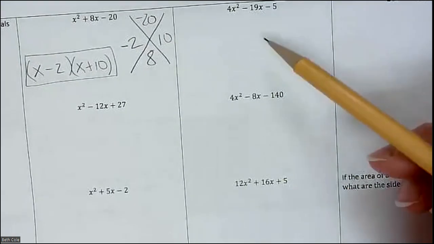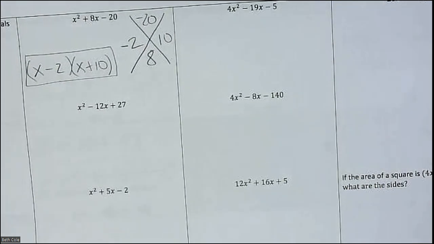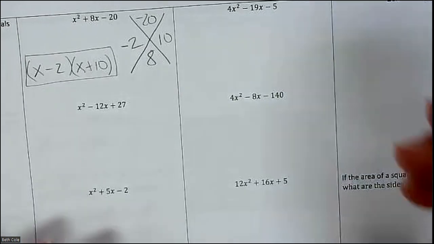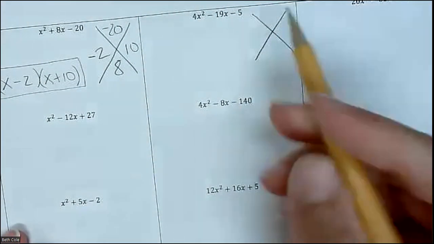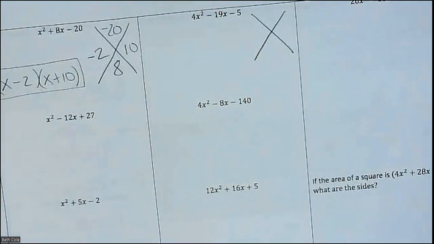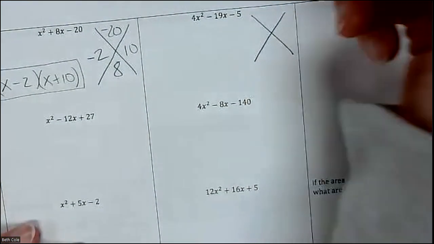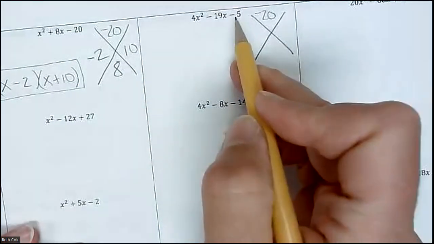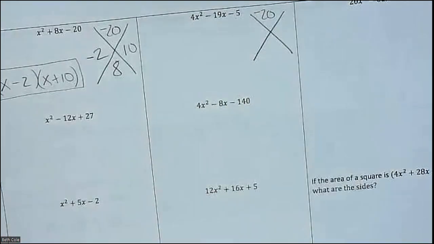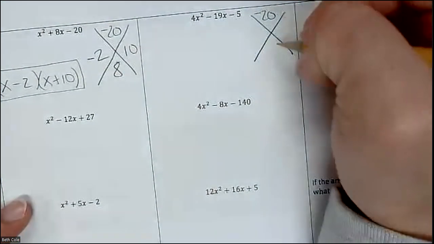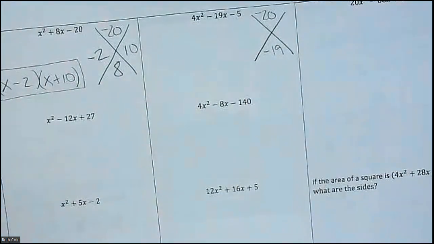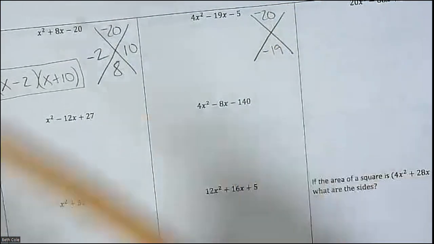Now, we'll do one of these as well. If there is a number in front of the x squared, then it's a little bit more complicated. When you do the X box, -5 is not what goes on the top. It'll be -20. You have to multiply -5 times 4. And then -19 goes on the bottom. So again, don't worry about the fact that they're negative. We'll deal with that later. You just need numbers that multiply to be 20.